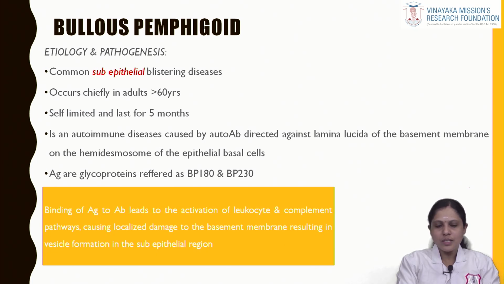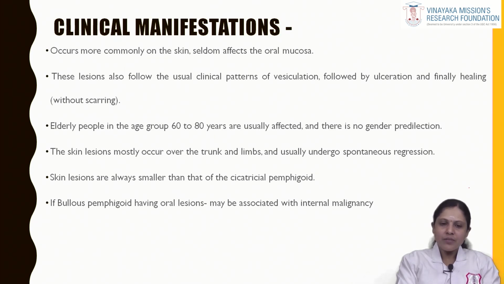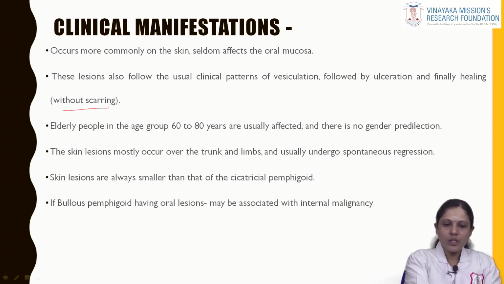The antigens, which are glycoproteins, are referred to as bullous pemphigoid antigens 180 and 230. When the antigen-antibody complex forms, it leads to activation of the complement system, causing localized damage to the basement membrane, resulting in vesicle formation in the subepithelial region. Clinically, it commonly affects the skin and seldom affects the oral mucosa. If the oral mucous membrane is affected, it may be associated with internal malignancies. These lesions usually follow a pattern of vesiculation followed by ulceration and then healing without scar formation.